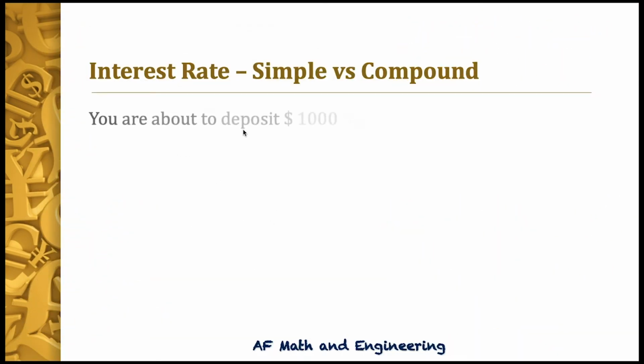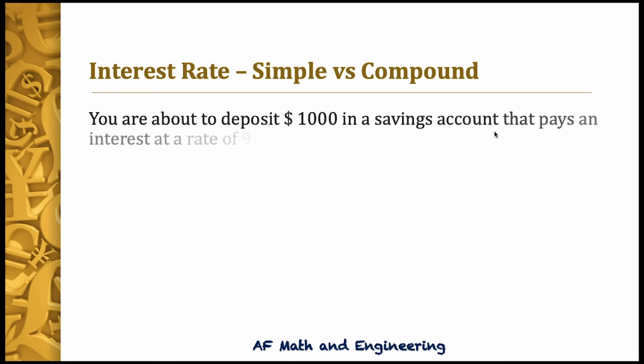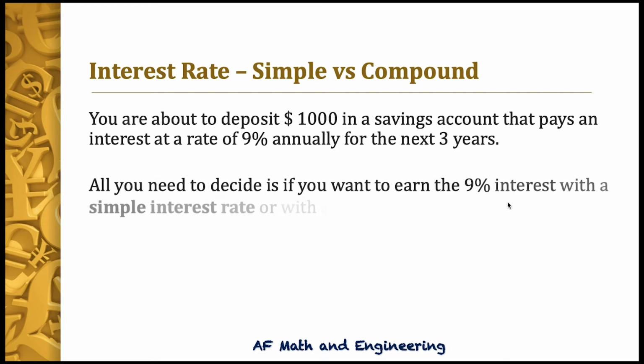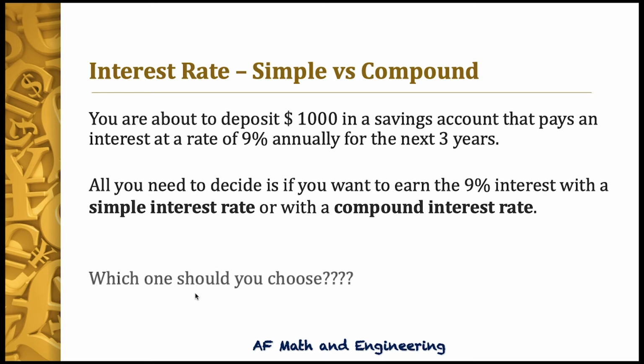You are about to deposit $1,000 in a saving account that pays an interest at a rate of 9% annually for the next 3 years. All you need to decide is if you want to earn the 9% interest with a simple interest rate or with a compound interest rate. Which one should you choose? That is a very valid question that could be asked by your bank, and you might not know the difference, but the difference is very simple.